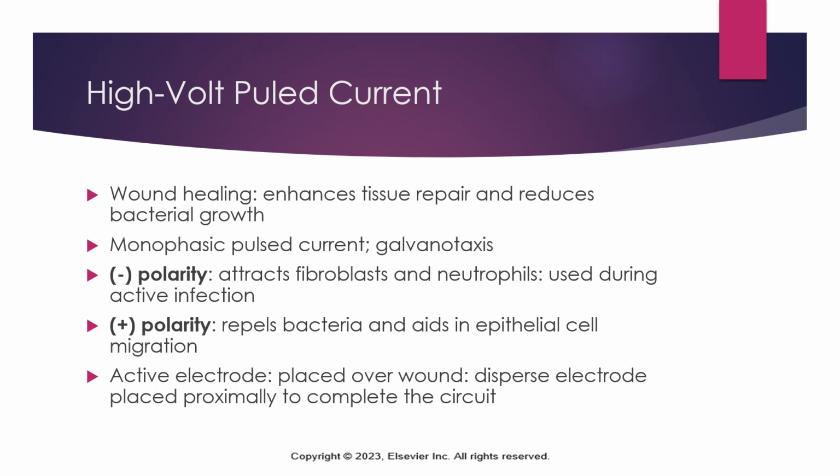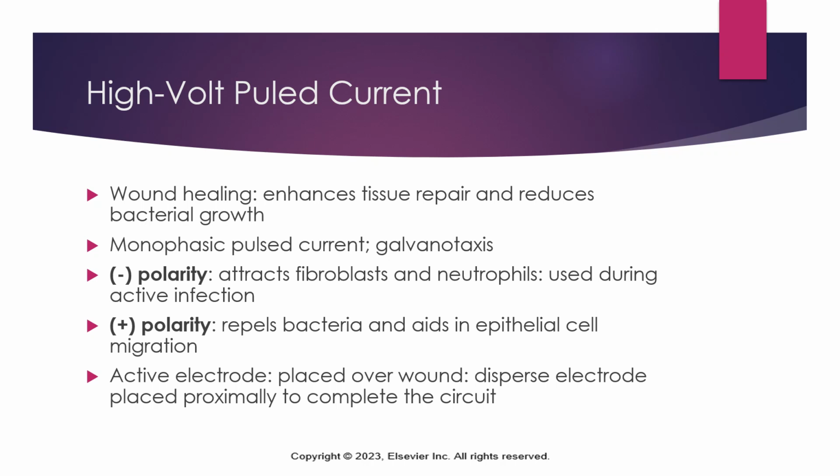The main modality that we're going to discuss with tissue healing related to electrical stimulation is something that we call high volt pulsed current. Forgive my misspelling of that pulsed up at the top there. But high volt pulsed current is a monophasic pulsed current that is commonly used in wound healing due to its ability to enhance tissue repair and to reduce bacterial growth. This is achieved through a process known as galvanotaxis, where the electrical charge influences cell movement to promote healing.